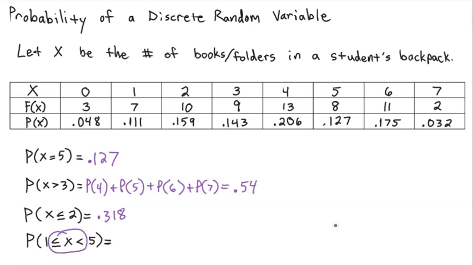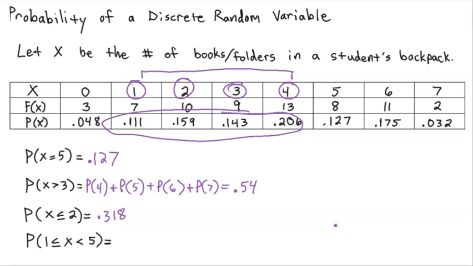And now this one says the probability that x is, okay, so whenever we see an x in between two less than symbols, that means between. So this means x between 1 and 5. So x greater than or equal to 1. So that means 1, 2, 3, but it has to be less than 5. So don't include 5. Less than 5 is 4 and 3. So greater than or equal to 1, but less than 5 means that we're going to include 1, 2, 3, and 4 only. So we would add up these 4 numbers and we would get 0.619.